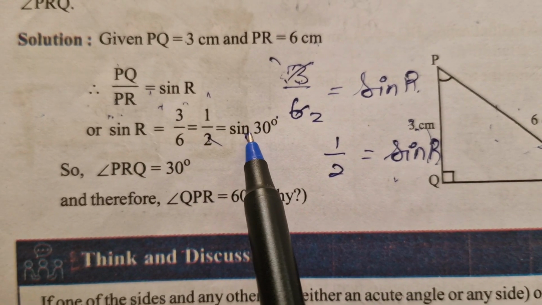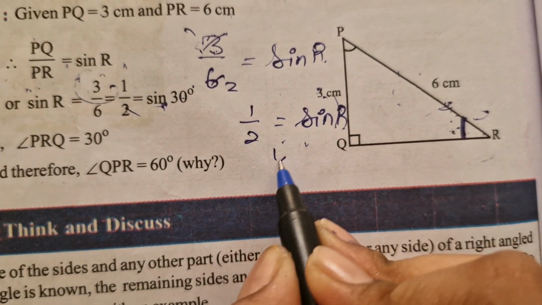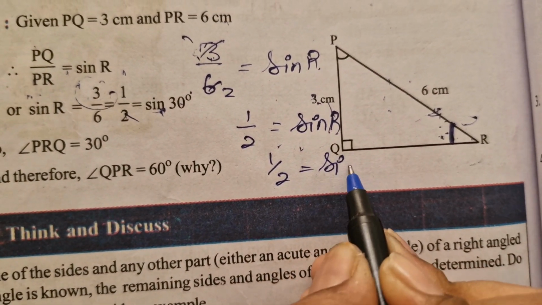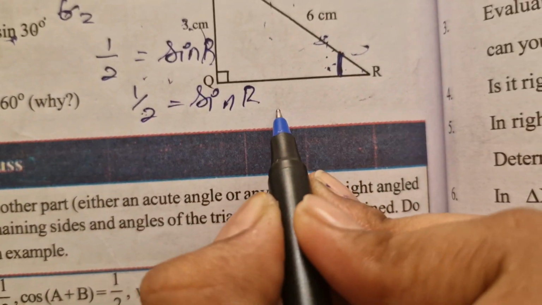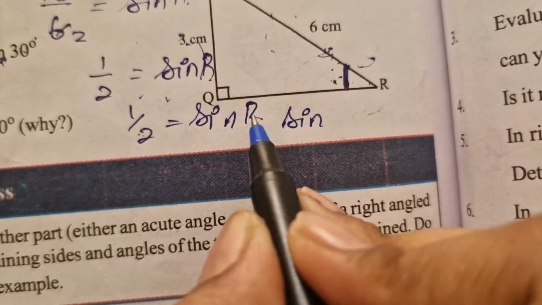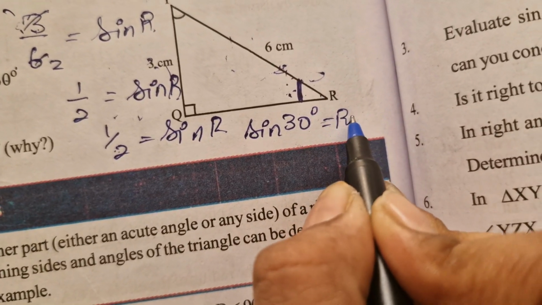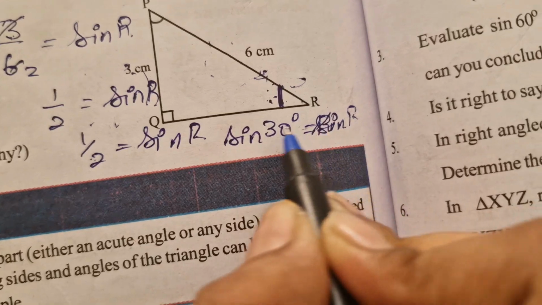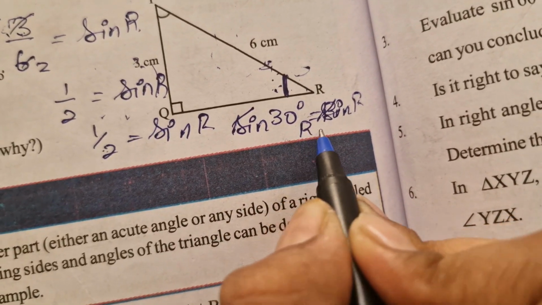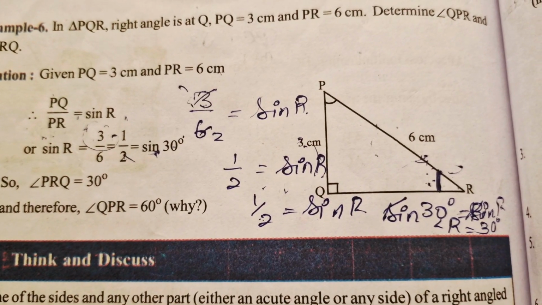So like this we can find it. We can replace sin R with sin 30. Sin 30 is equal to 1 by 2, right? Is equal to sin R. Here sin gets cancelled. So angle R is equal to 30 degrees. Like this we have to find.